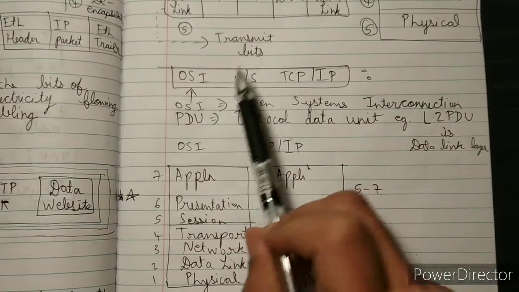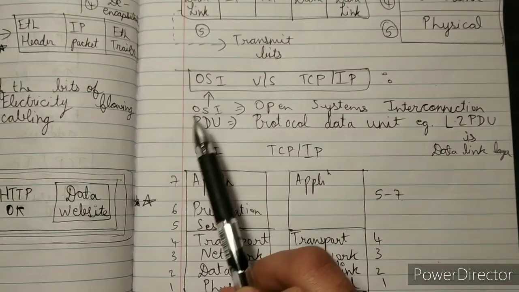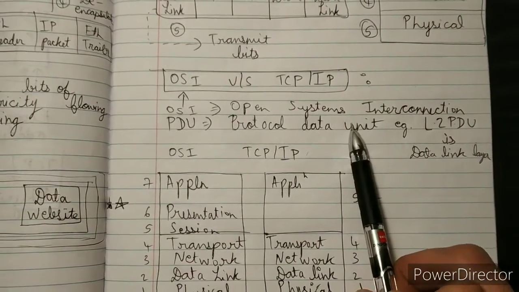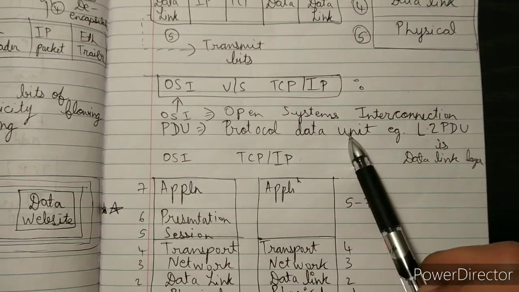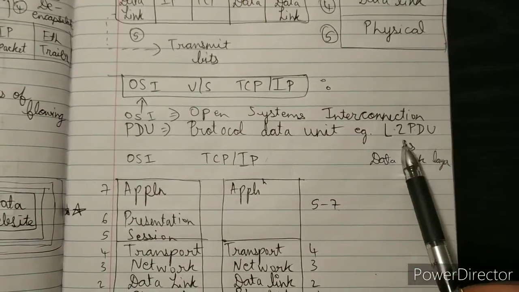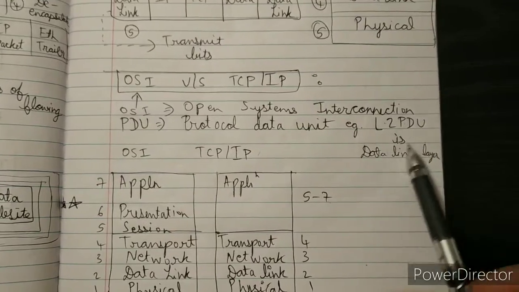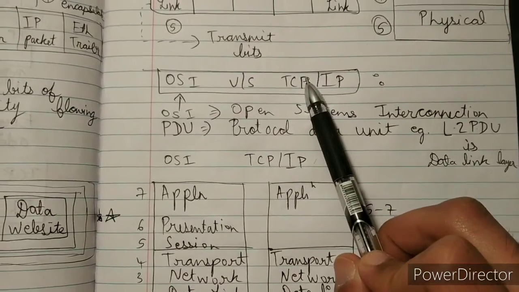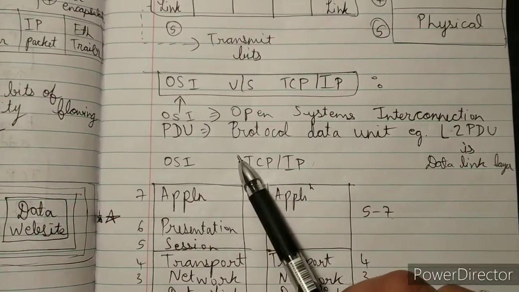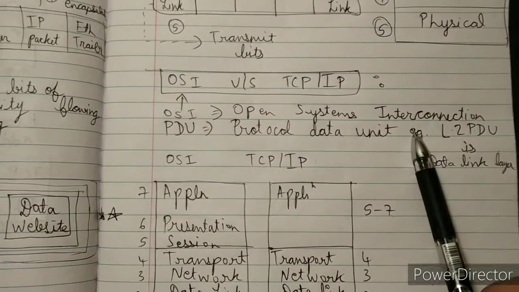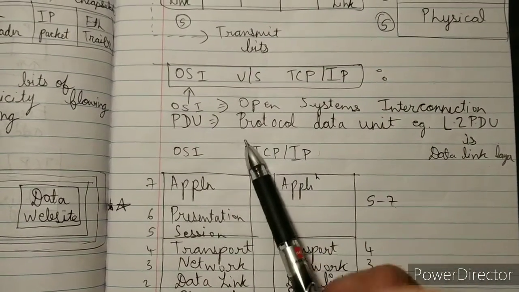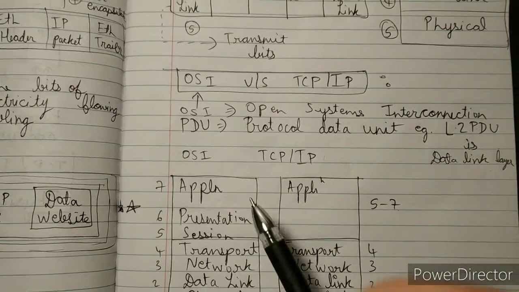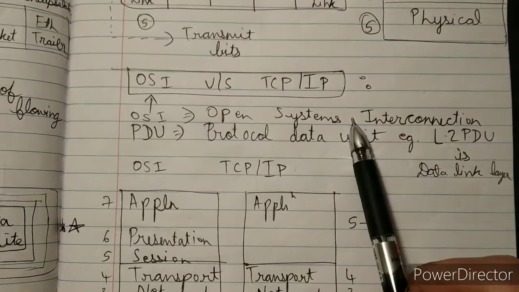The OSI model uses the common convention of the PDU, which is abbreviated as the Protocol Data Unit. A common example we can take to understand this abbreviation is L2PDU, which stands for the data link layer. The TCP/IP model uses the conventions of segments, packets, and frames. The packets are used for the network layer, the frames are used for the data link layer, and the segments are used for the transport layer.